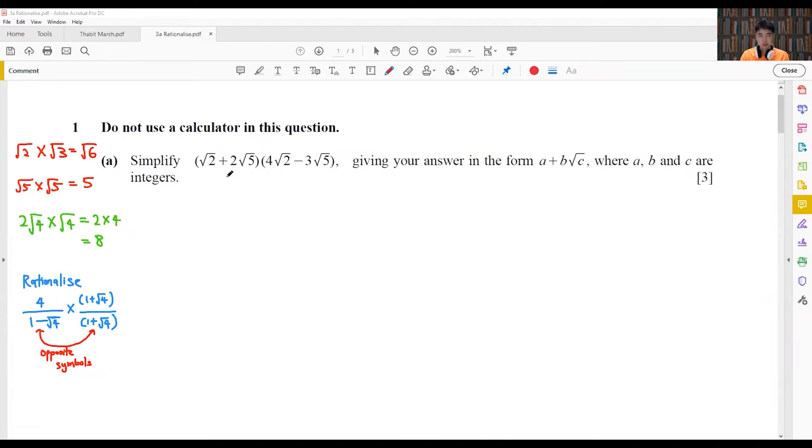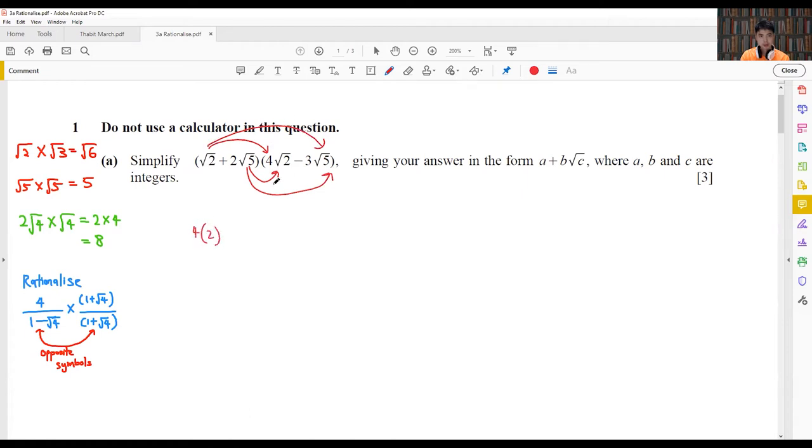integers, what you're supposed to do is open up this double bracket as if you were opening up your normal quadratic equations, like so. Okay, so the first multiplication is 4 times surd 2. As you can see from my examples given here, if you have surd 2 times surd 2, that would result in just 2. Okay, so the first multiplication is 4 times 2.